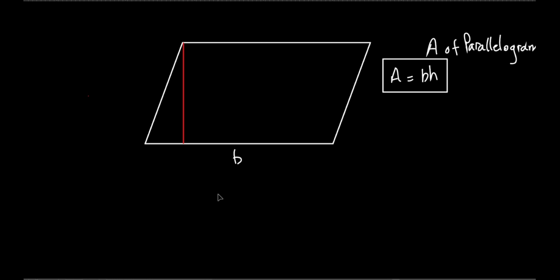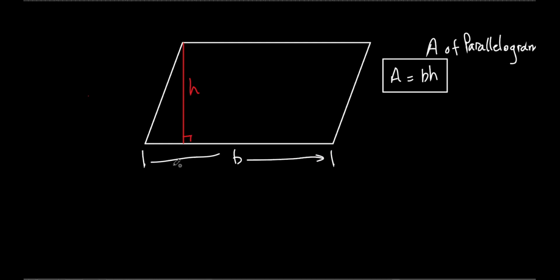Oops, let me get my pen here. There you go. All right. So what's that red one right there? If it's perpendicular, that would be the what? The height. Okay? So the base goes all the way from here to here. Everybody see that?